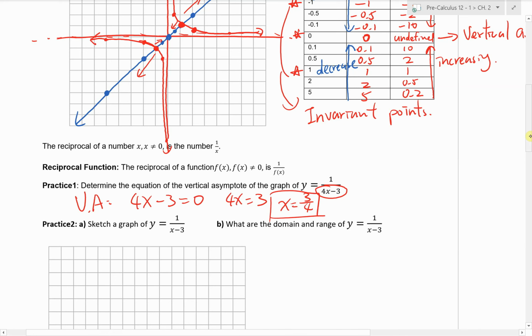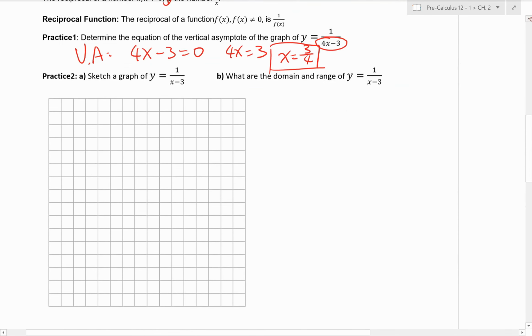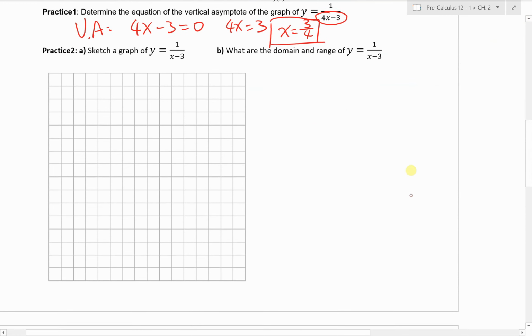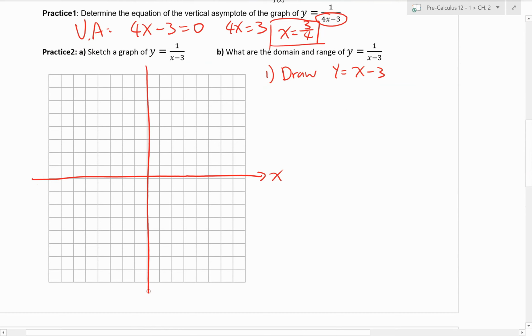So here's the practice question, and I'll do this one with you, and I'll let you do the next one on your own. Again, the very first step is to draw y equals x minus 3. So here is my x-axis, and that's just a linear function, so you should be able to draw this quite easily. The y-intercept is -3.